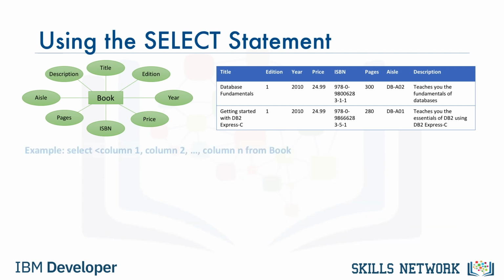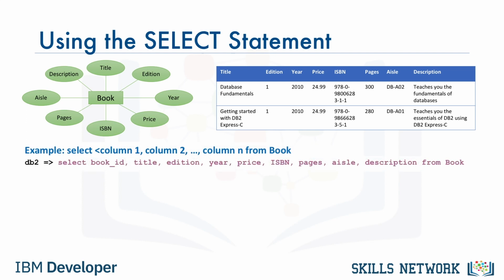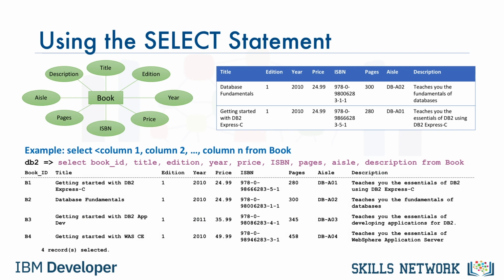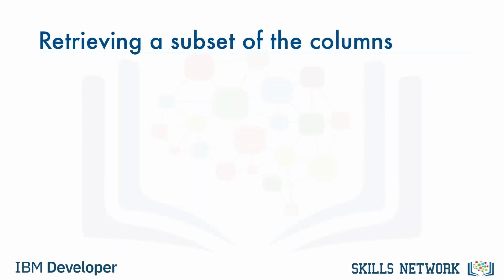In addition, you can also retrieve all the rows for all columns by specifying the column names individually in the select statement. You don't always have to retrieve all the columns in a table. You can retrieve just a subset of columns.